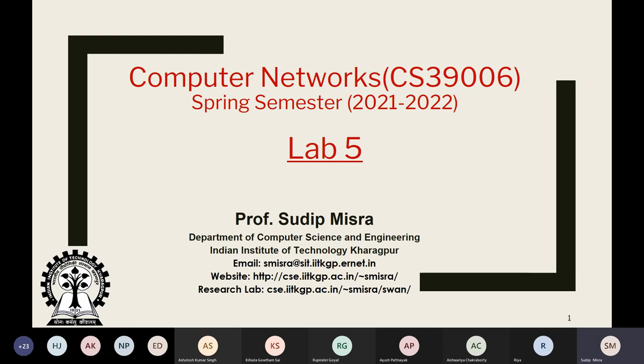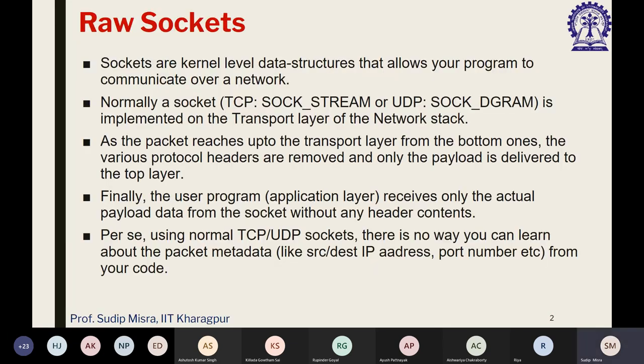So what is this raw sockets all about? Okay, so you know that sockets are kernel level data structures that allow your program to communicate over a network, and that you already know, and you know this very well. You have done a lot of manipulations of sockets, etc. You are playing around with sockets. But as I was telling you, you have been dealing with only two types of sockets, either the TCP socket, which is sock stream, or the UDP socket, which is sock datagram, right? This is what you have been dealing with.